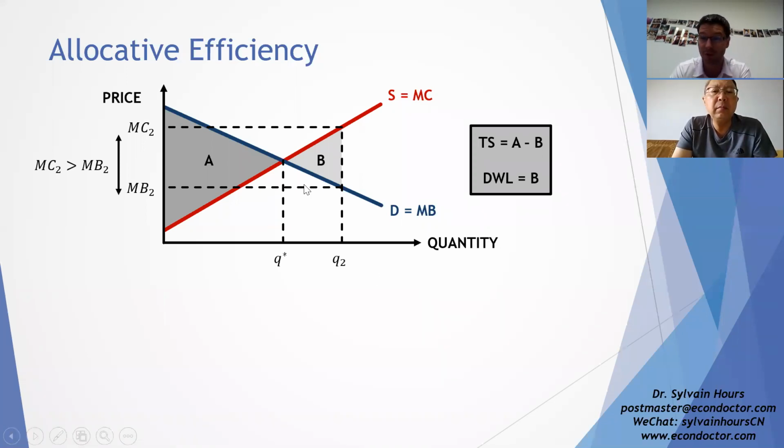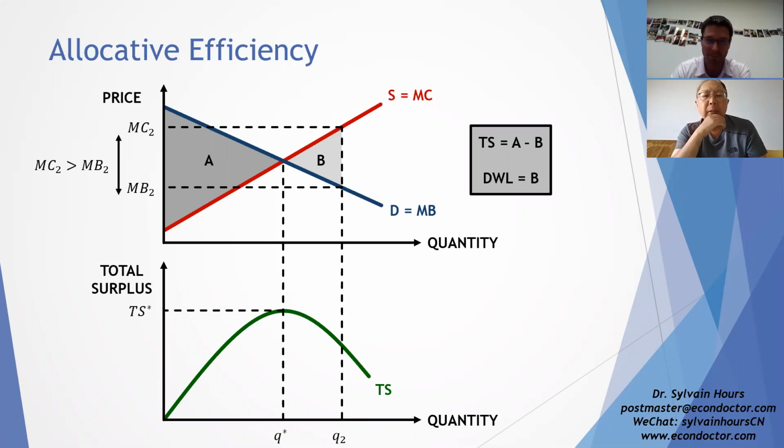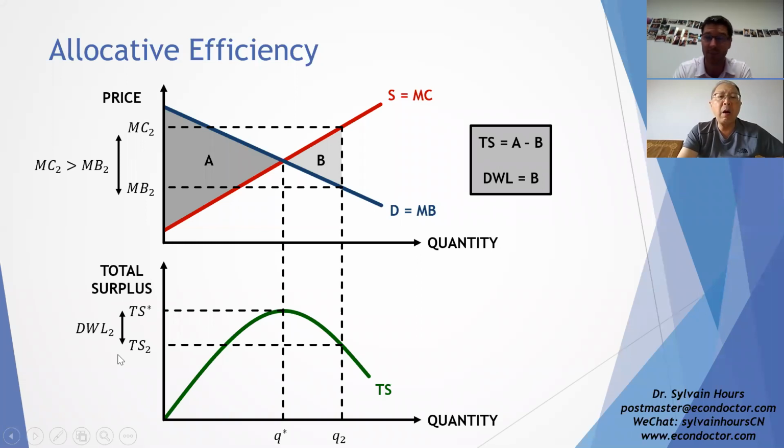Why do we have a deadweight loss? Simply because at Q2, the marginal cost is greater than the marginal benefit, which means that we could increase total surplus by reducing production. Can I identify this deadweight loss on this diagram? Absolutely, same thing. This is TS star, the maximum surplus that the market could generate. And at Q2, this is the total surplus that we achieve. It is lower than TS star, and the gap is equal to the deadweight loss.